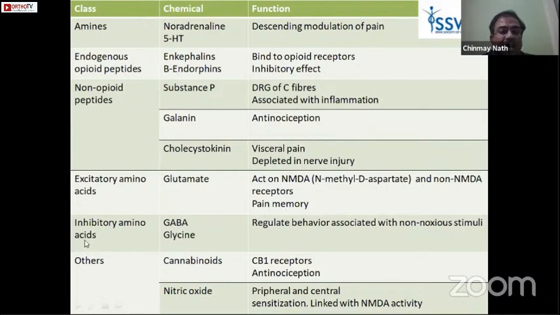And inhibitory amino acids like GABA and glycine, the GABAergic drugs act in this area. They regulate the behavioral changes. Others are cannabinoid receptors. These inhibit the pain.